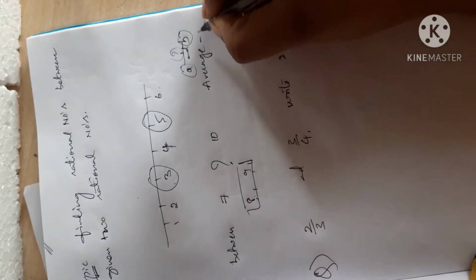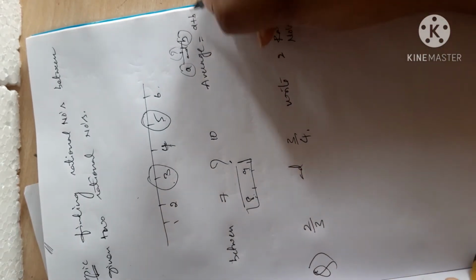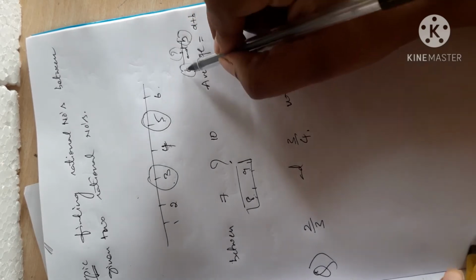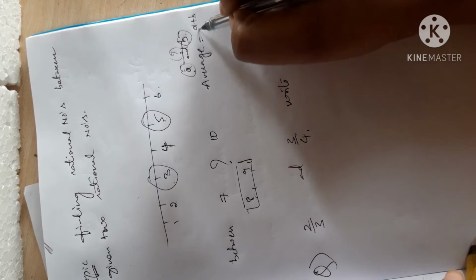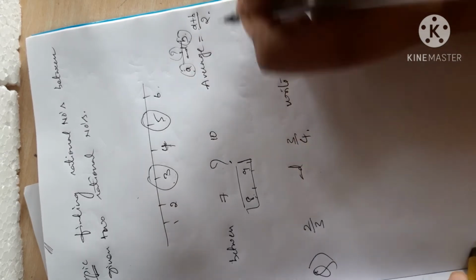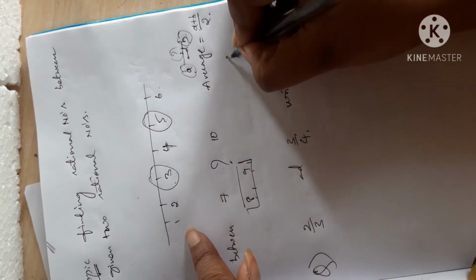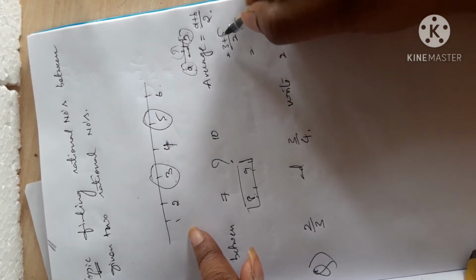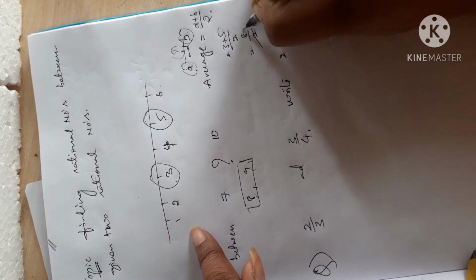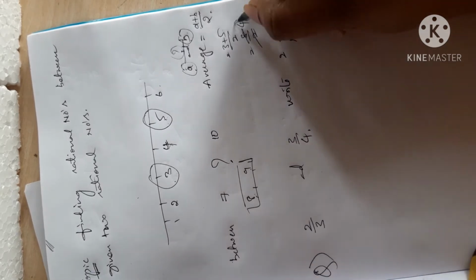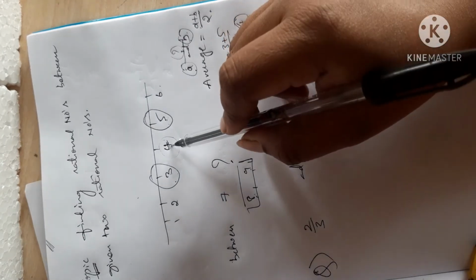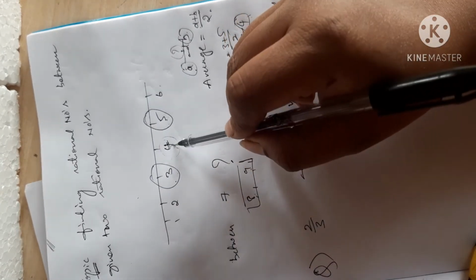So how to find the average? A plus B. If he gives two numbers, what is the number which exists between them? Add those two and divide by 2. So 3 plus 5, divided by 2. 3 plus 5 is 8. 8 by 2: 2 fours are 8. So 4. So simply by using this formula also we can say 4 is the middle number which exists between 3 and 5.